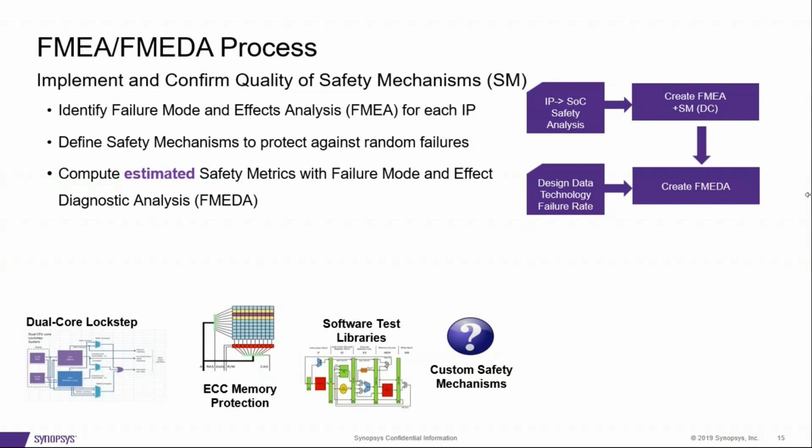There are various safety mechanisms. Some of the common ones are displayed there on the screen. So dual core lock step. If you've got a CPU, well, put 2 CPUs in there and make sure that they give the same answer. If you've got memory, you can have some ECC logic in there that checks it. For the CPU, you could have a software test library so that you're doing some kind of a self-test every now and then to check that the design is giving the correct answer and so on. Or you can have your own custom safety mechanism.